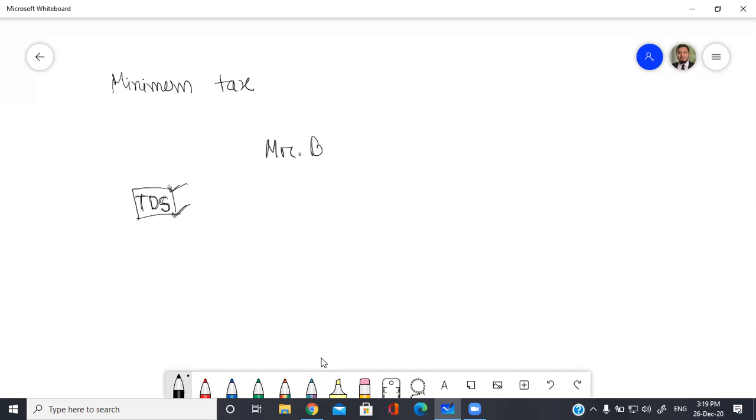But in addition to his income from brokerage commission, he has around 1 million income. He has 1 million income. And against this brokerage commission income, he has already paid tax deducted at source amounting to taka 50,000.